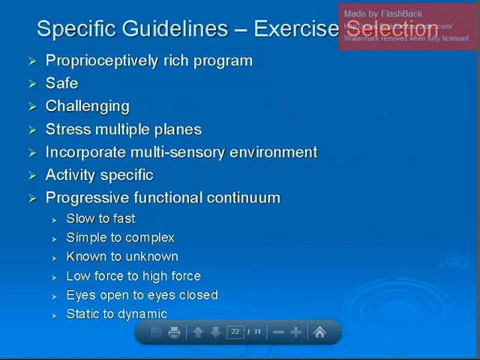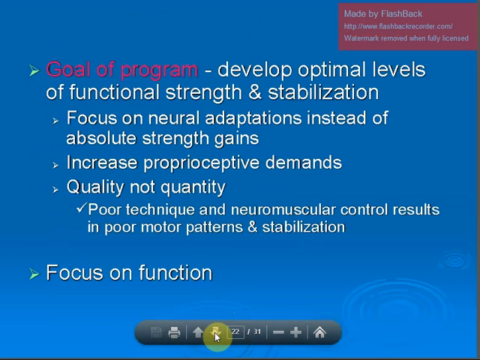There are some other specific guidelines for exercise selection. Proprioceptively, it should be a rich program of exercise. It should be safe. It should be challenging. It should stress multiple planes. It should incorporate a multi-sensory environment. It should again be activity specific. Progressive functional continuums are like slow to fast, simple to complex, known to unknown, low force to high force, eyes open to eyes closed, static to dynamic.